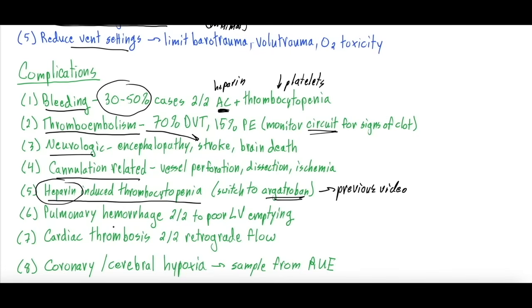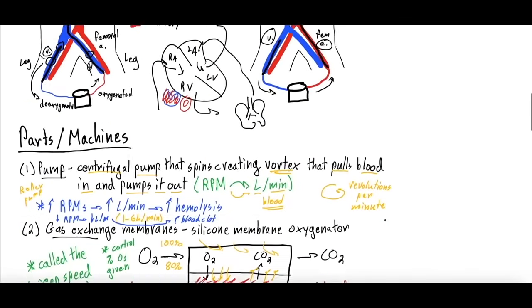A few other things. You can get pulmonary hemorrhage. This is pulmonary being lung, hemorrhage being bleeding, so hemorrhage in the lung. The reason being is you can have poor LV, LV is left ventricular emptying. So what does this mean? So think about the ECMO circuit for a second, and we'll scroll back up to the pictures.